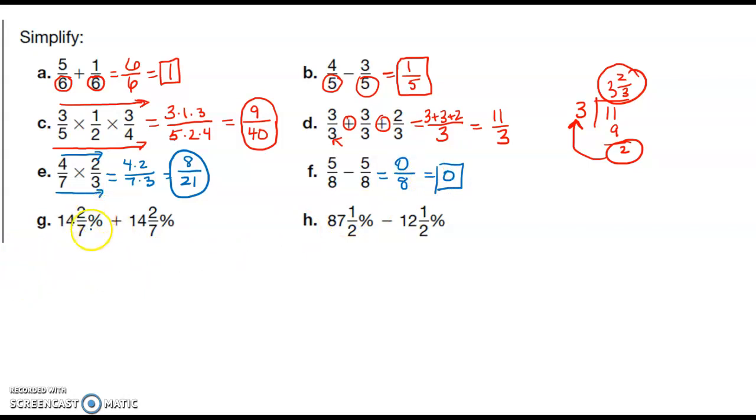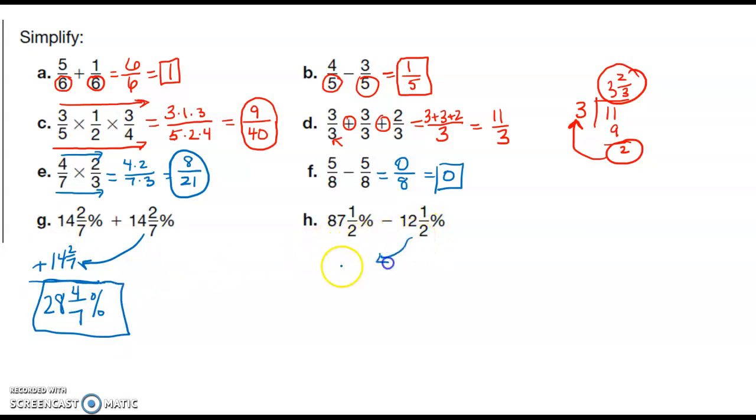All right, don't let these percents freak you out, okay? I actually like to do these vertically. You're welcome to do them horizontally, that's fine. But I'm going to bring this down here. So I have 14 2/7, and I'm going to add it. So 2/7 plus 2/7 is 4/7. When we add, we don't change the denominator. And then I have 4 plus 4 is 8. 1 plus 1 is 2. So this is 28 4/7%.